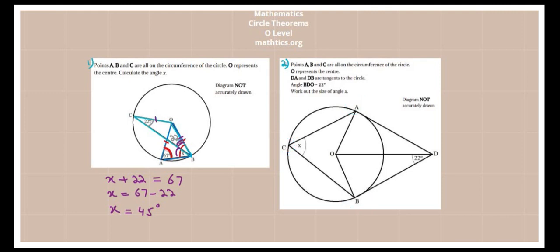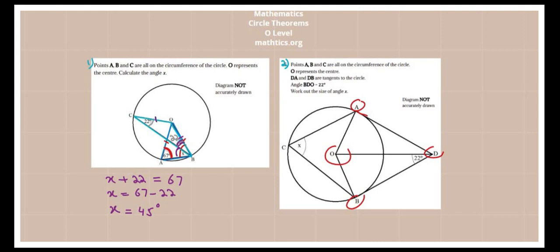Okay, so O represents the center. You can see it exactly here. DA side, which is this one. This is basically the tangent, and DB are the tangents to the circle. This is D to B, and that one was D to A. So these two are the tangents.